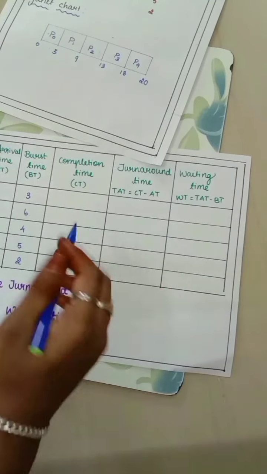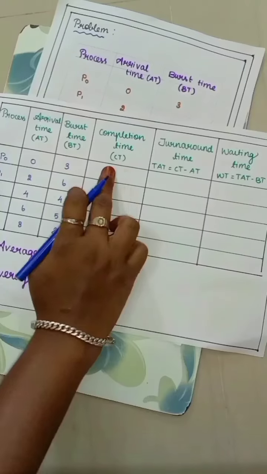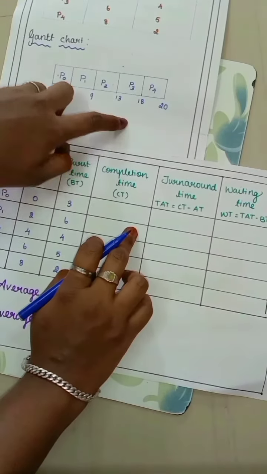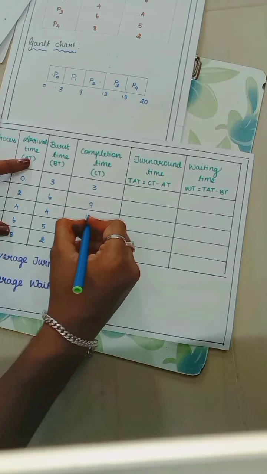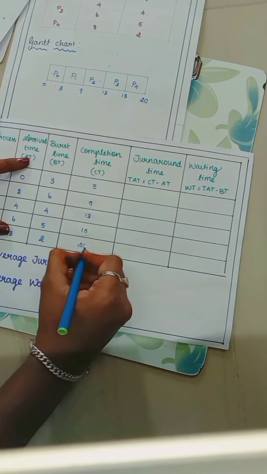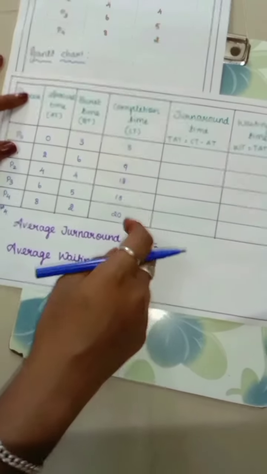Next we have to calculate completion time. Completion time, in short CT. Completion time values are nothing but the calculated Gantt chart values. So we write the Gantt chart values here. The completion time is over.